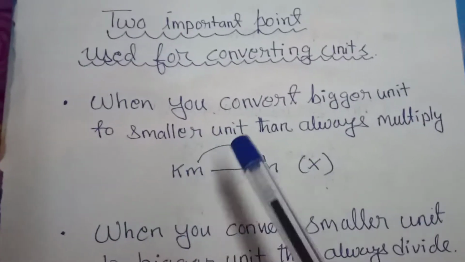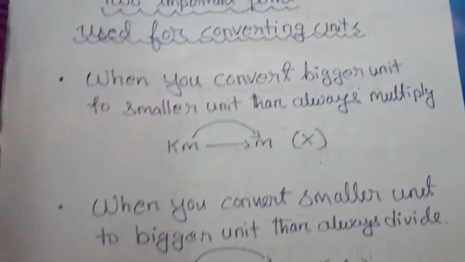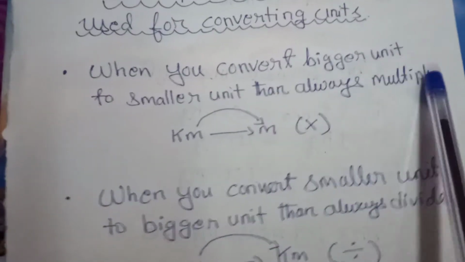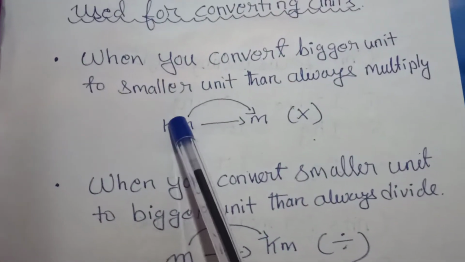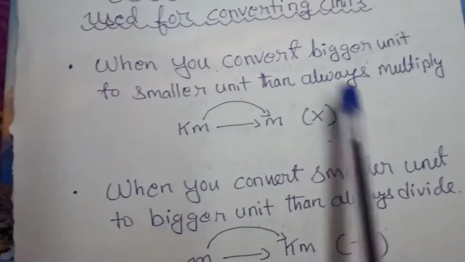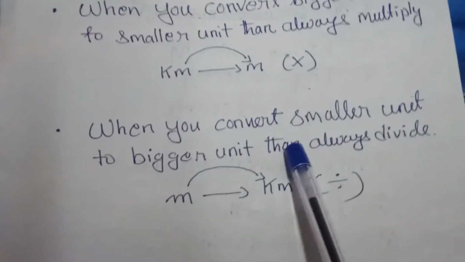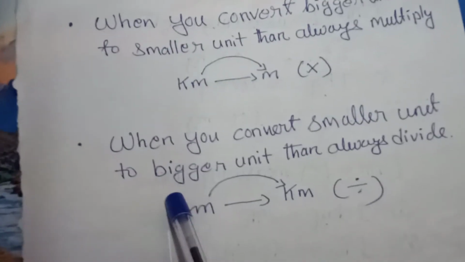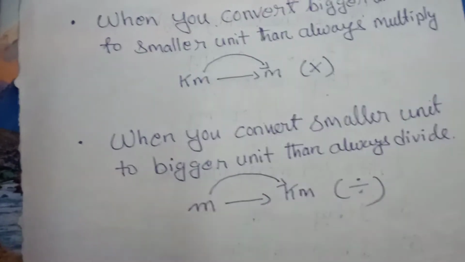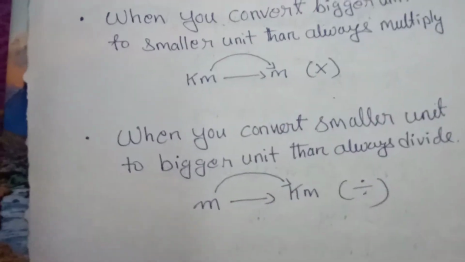So let us try to understand. Here we can see 2 important points used for converting units. Point number 1: when we convert bigger units to smaller units, then always multiply. That means when you are going from bigger to smaller, here kilometer is bigger than meter, then always multiply. And point number 2 is telling us that when we convert smaller units to bigger units, then always divide. That means here meter is smaller and kilometer is bigger. So when we are going from smaller to bigger, then we will always divide. Simply, bigger to smaller then multiply, and smaller to bigger then divide.